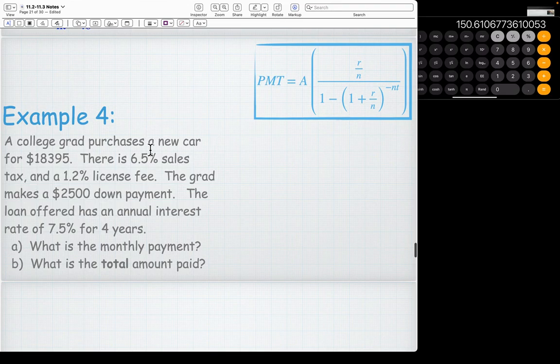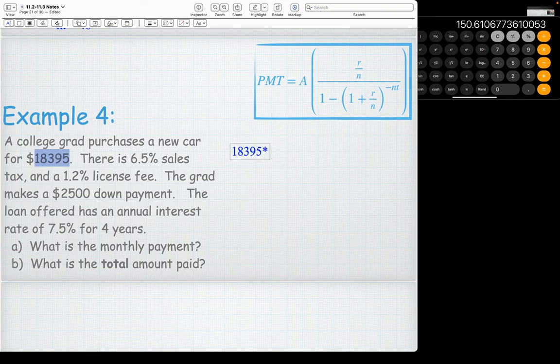So, similar sort of question. We've got a loan for college. No, excuse me, a loan for a new car. $18,395. There's some sales tax. You also have to pay something for a licensing fee, and then you're going to pay some down payment, but you're going to have to take a loan on everything else. So let's break this all down into its pieces.